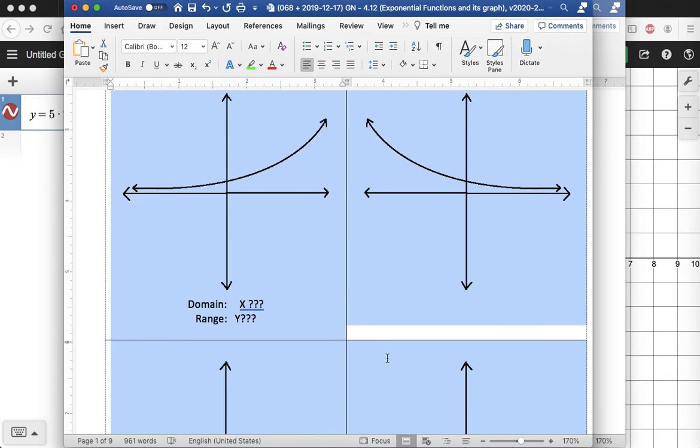Okay, now that you've figured out the domain and range for these 4, I want you to go to page 4 of these guided notes and just continue answering the questions.